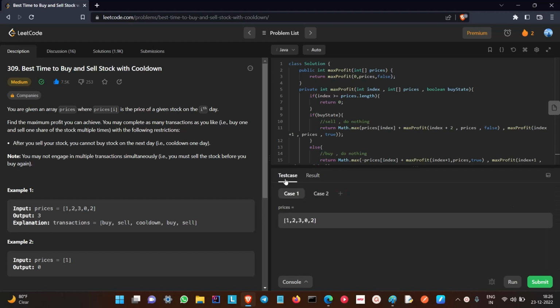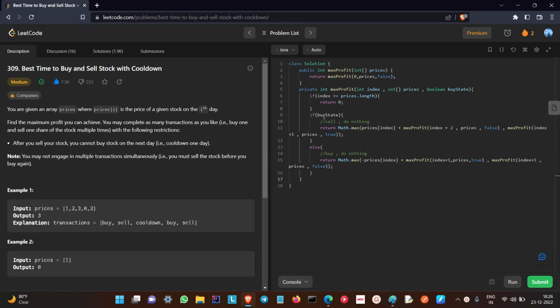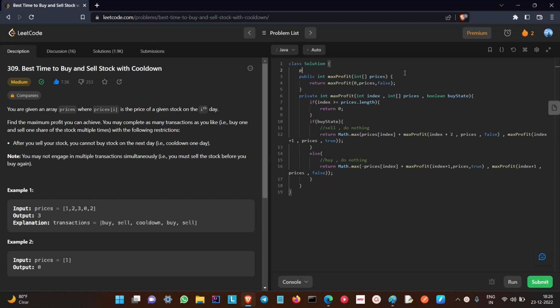So this can be eliminated by using memoization. In memoization, we can memorize the buy state. So we have two operations, like buy state as true and buy state as false. So we can memorize this. In order to memorize, we use an integer array, a two-dimensional integer array.